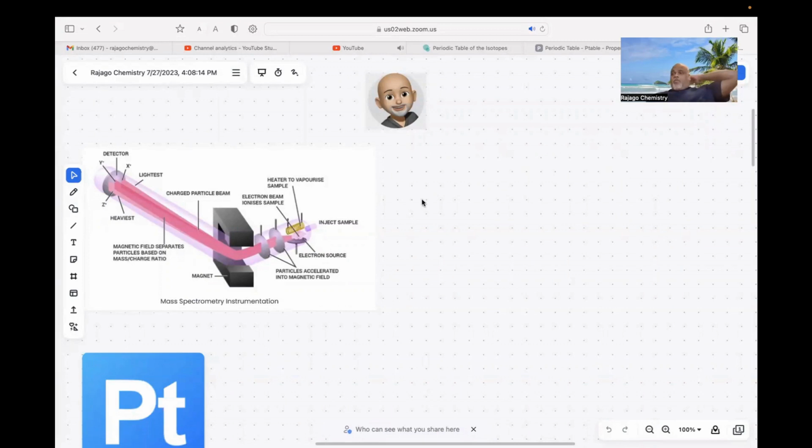Welcome to 1.2 mass spectrometry. Okay, 1.2, mass spectrometry of the AP 1.2.